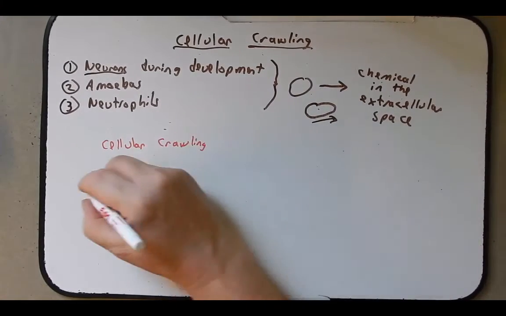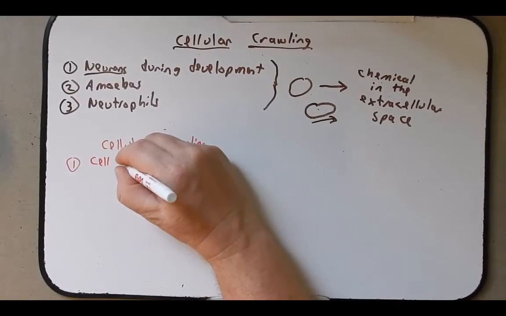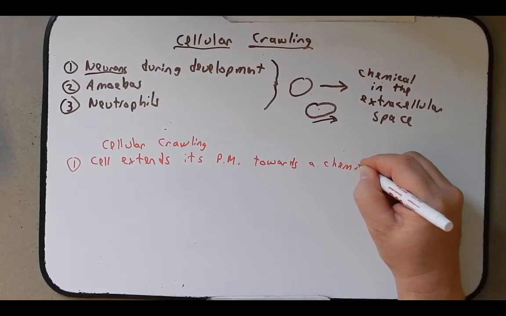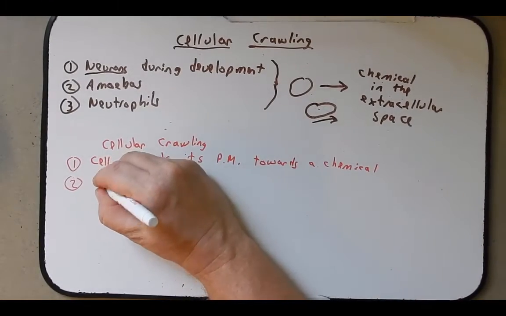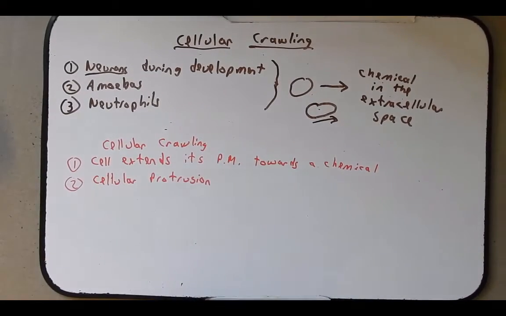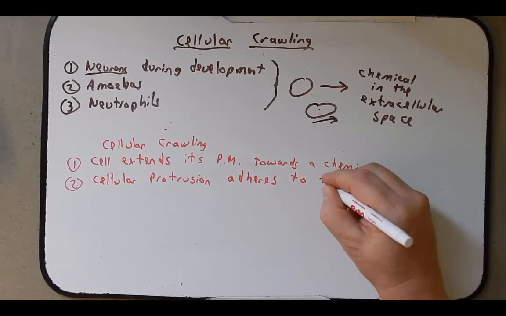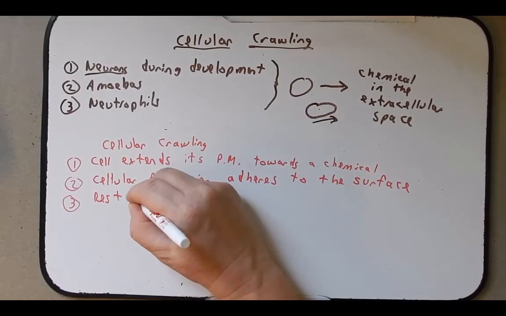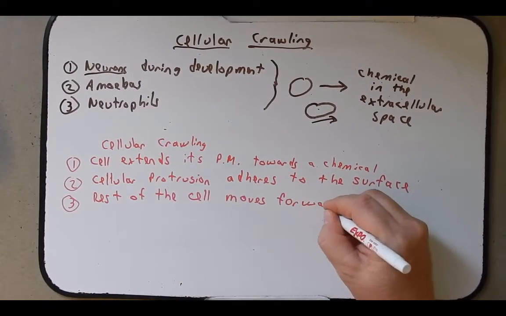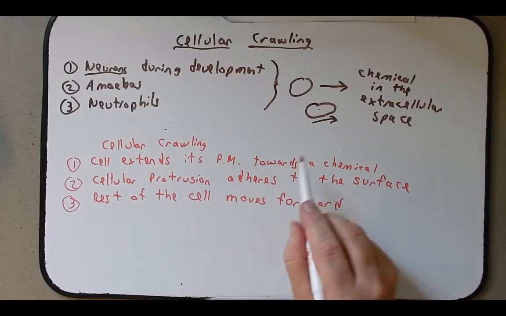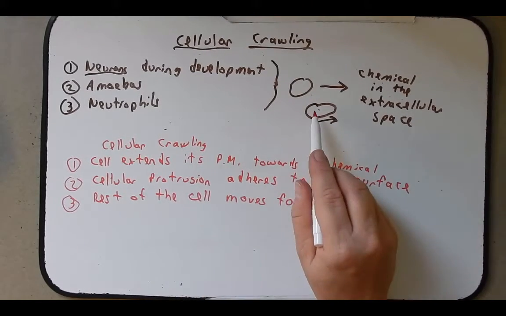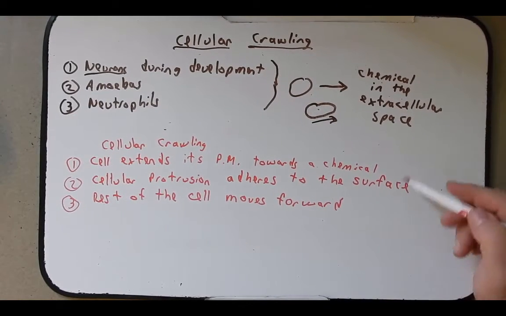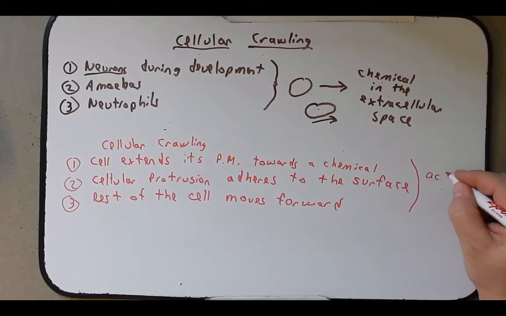Cellular crawling has three basic steps. The cell extends its plasma membrane towards a chemical, some kind of signal. This cellular protrusion that occurred in step 1 now adheres to the surface. Then the third step is the rest of the cell moves forward. It does so by releasing the adherence to the surface, but also contractile actin will help move it forward. We'll see that all of these events are dependent upon actin.